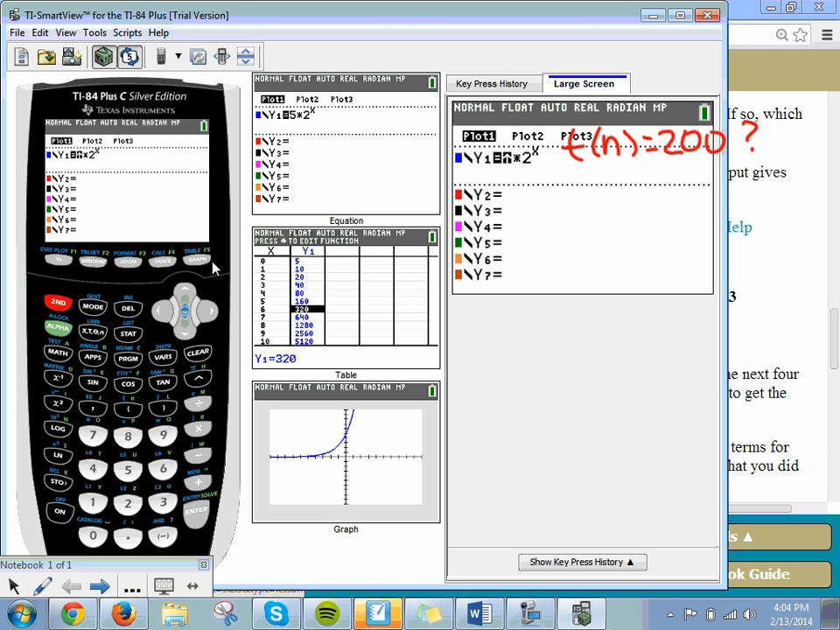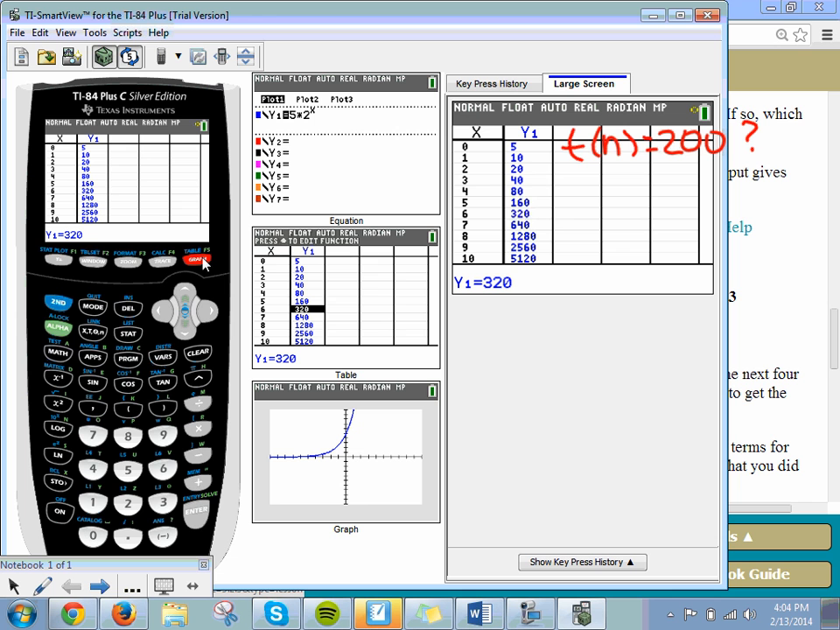When I go to my table then, we can see that if we're looking at our output values, which is really what t of n is, the closest we get is when n is 5, t is 160, and when n is 6, t is 320.